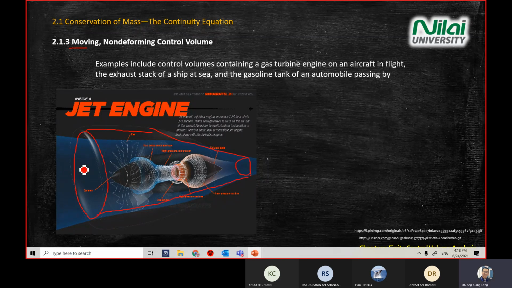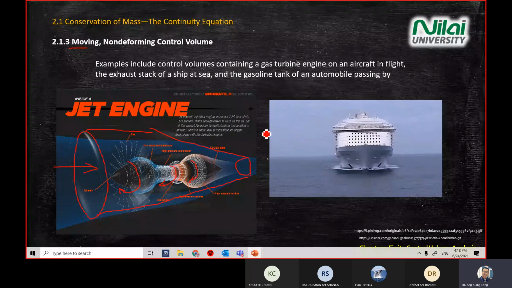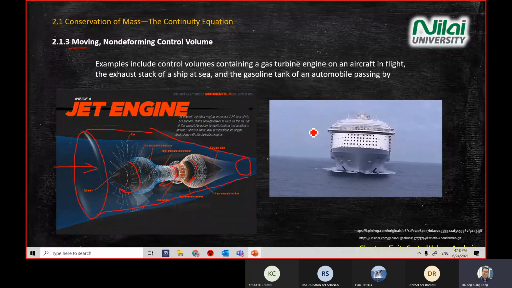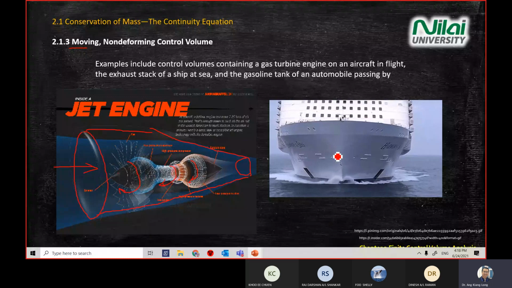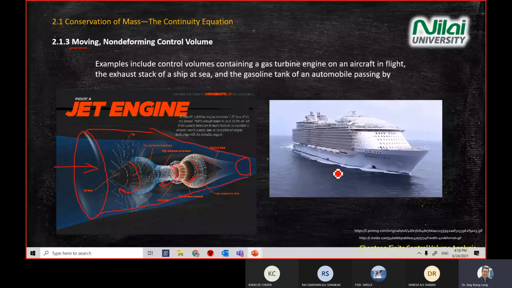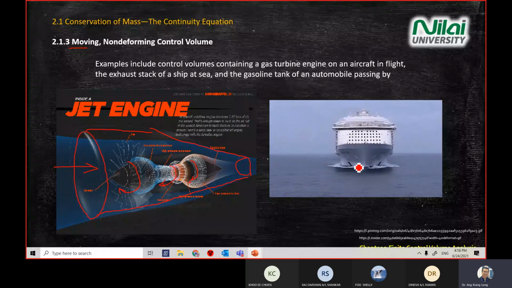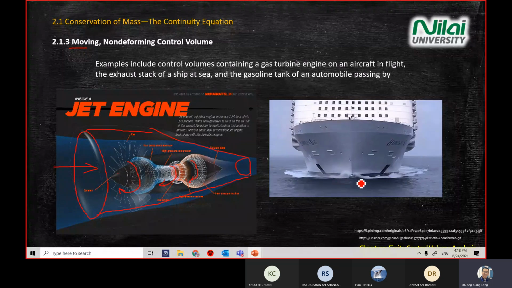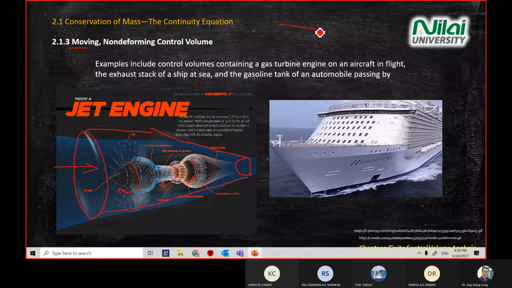Okay, so the air is coming in, and you're seeing that some air is being rotated here. Here also rotated. Here also rotated. And another thing is a ship that goes across the sea. So you're seeing that the control volume is changing. Okay, what does it mean?